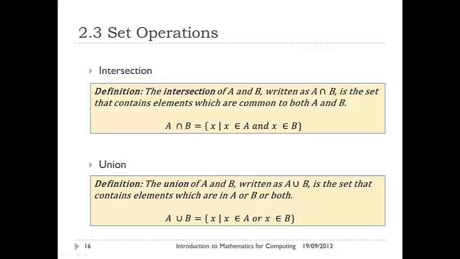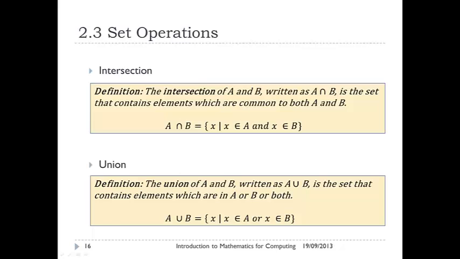Another set operation that we will use is the union operation. In this case, again, we take two sets as operands and we perform an operation on them, the operation of union. Now, if we look at the definition, we see that the union of set A and set B, written as A union B, is a set that contains elements which are in A or B or both.